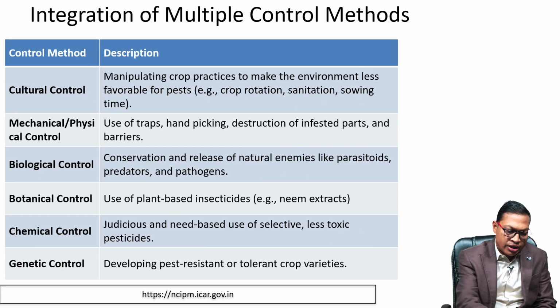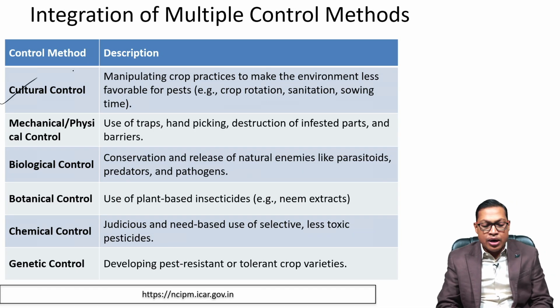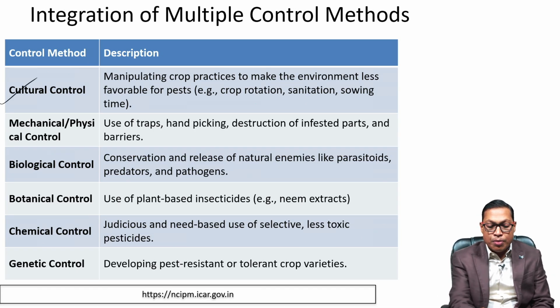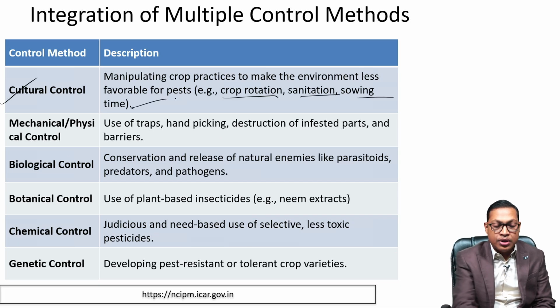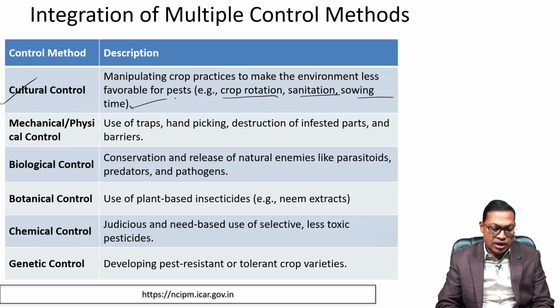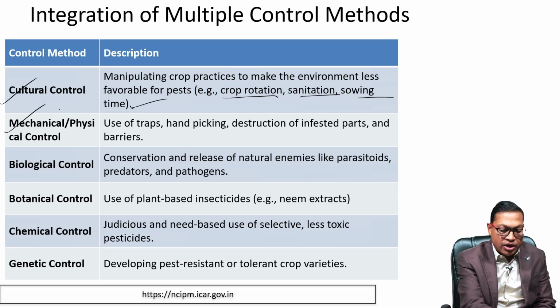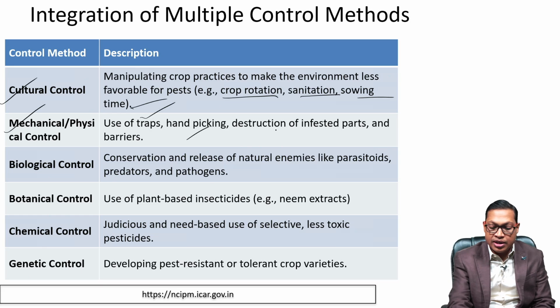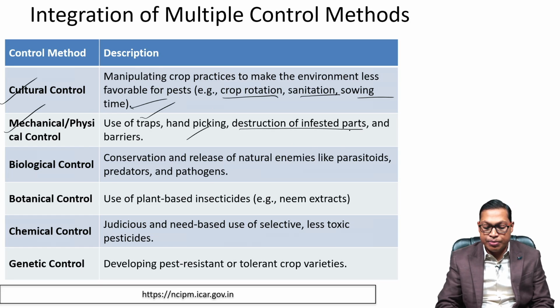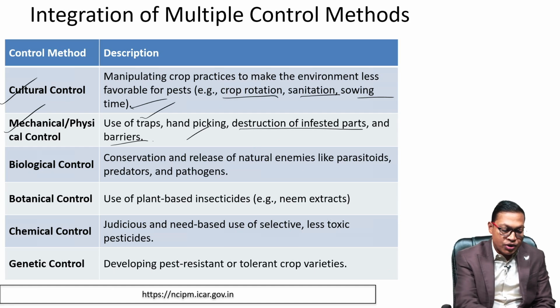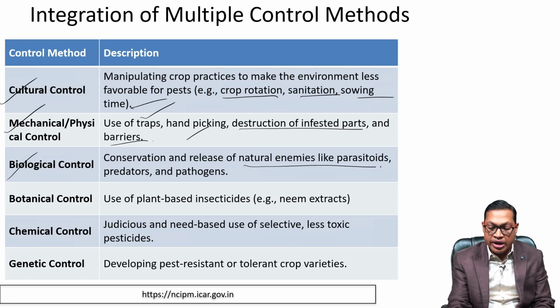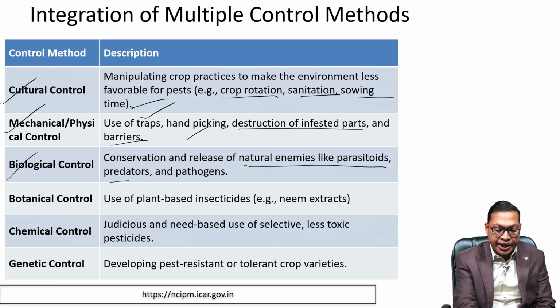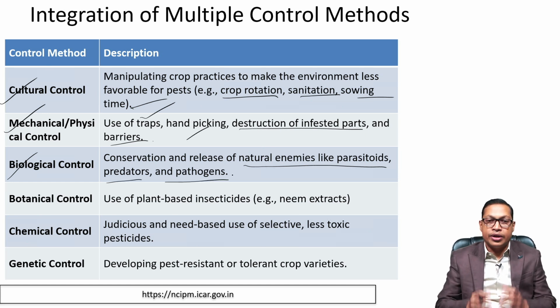We can use the cultural methods, means manipulating crop practices like crop rotation, sanitation and sowing time. So, these are the agronomical or cultural measures. Then mechanical or physical control, such as installation of traps, hand picking, and destruction of the infested parts and berries. So, these are the mechanical measures. Then biological control, conservation and release of natural enemies like parasitoids, predators and pathogens, so that they can reduce or minimize the insect pest population.